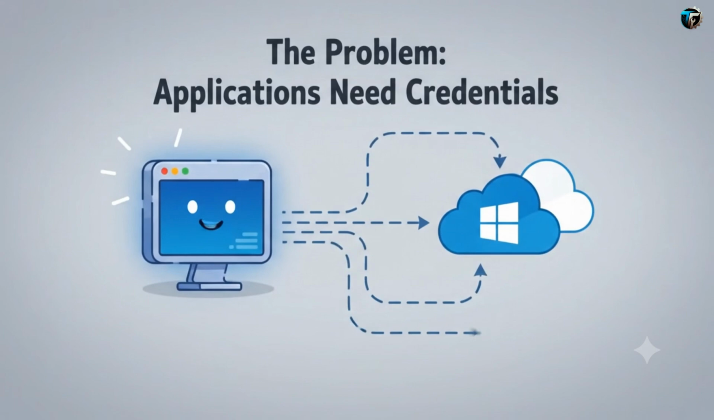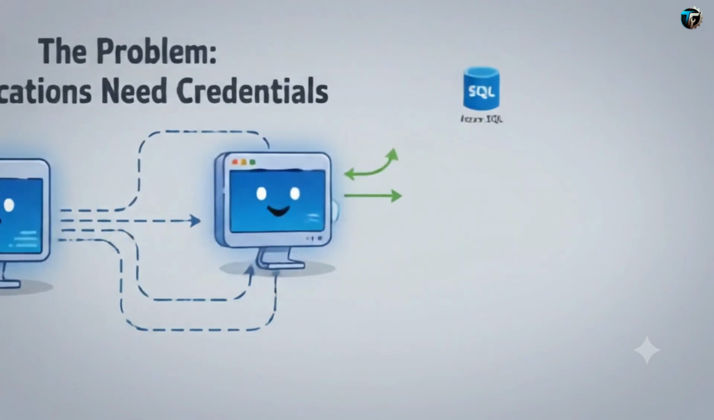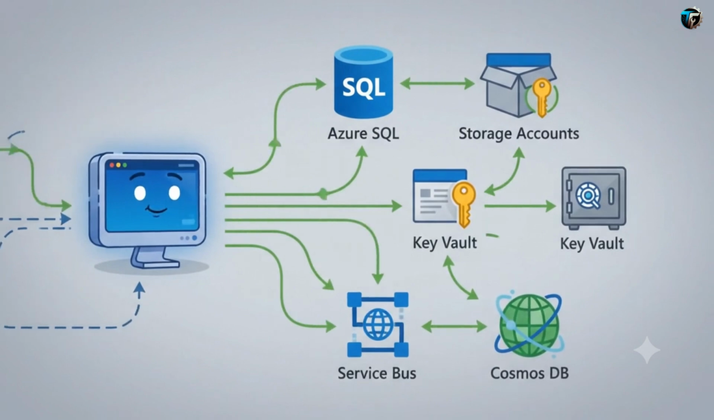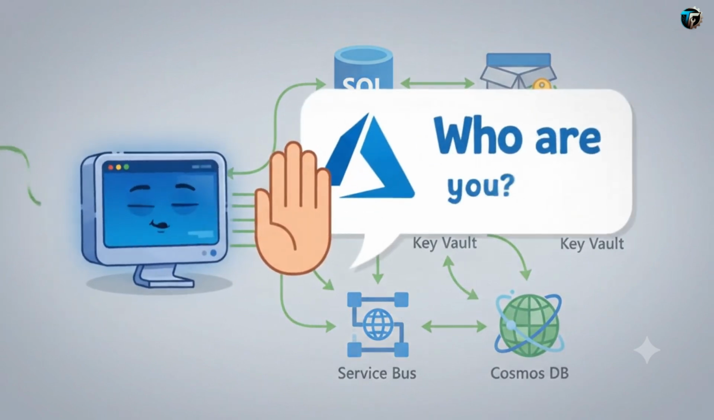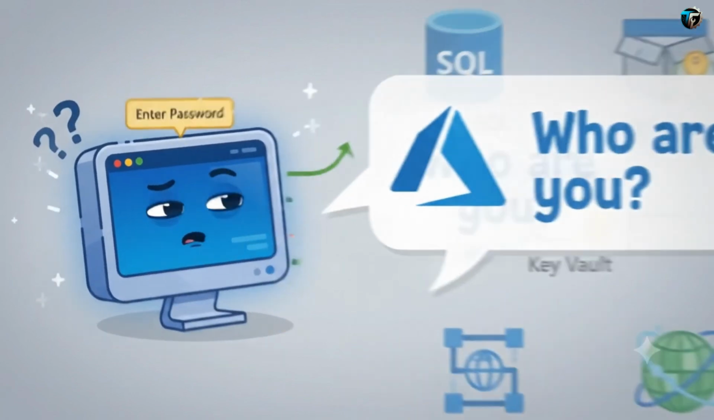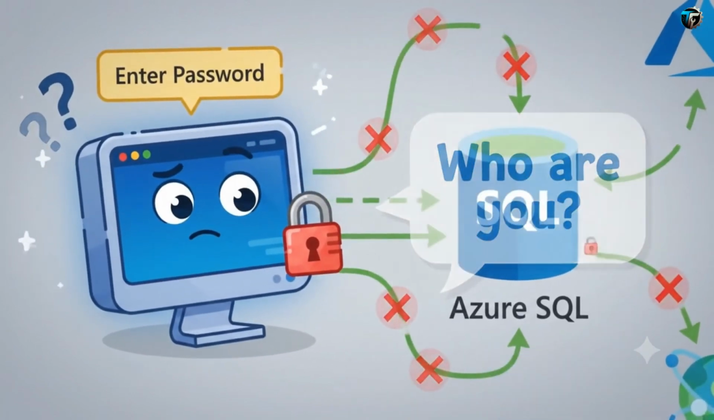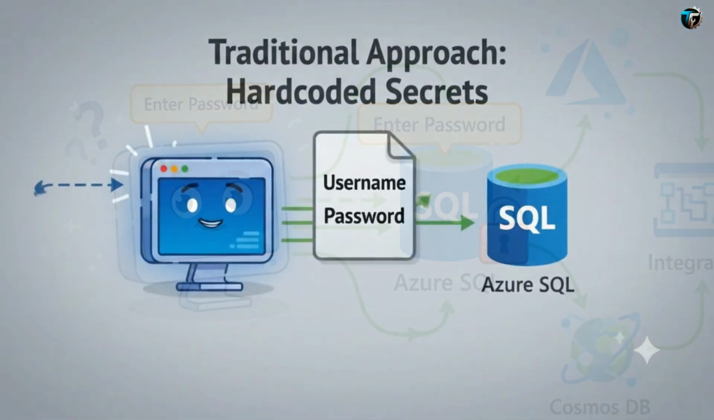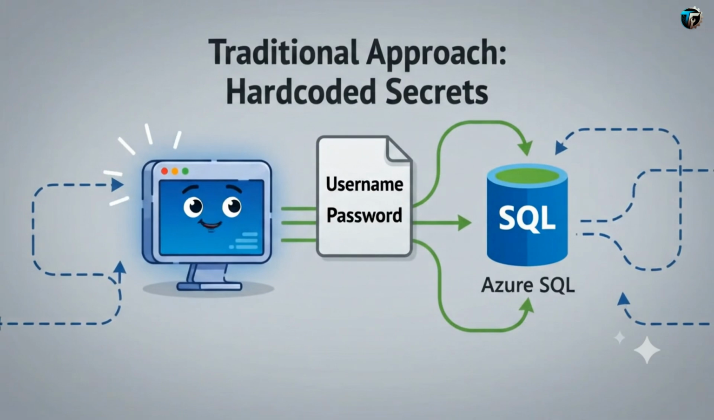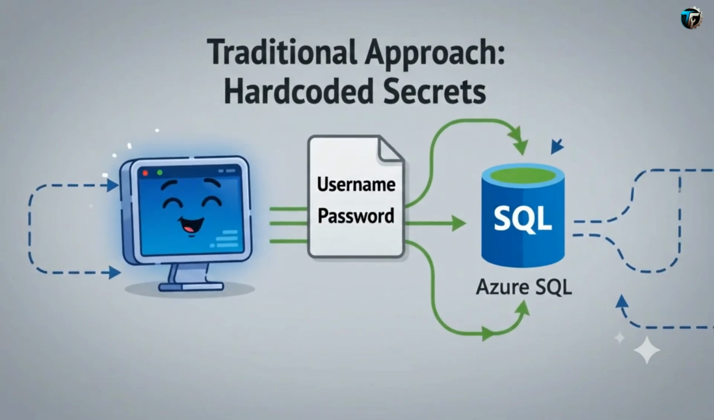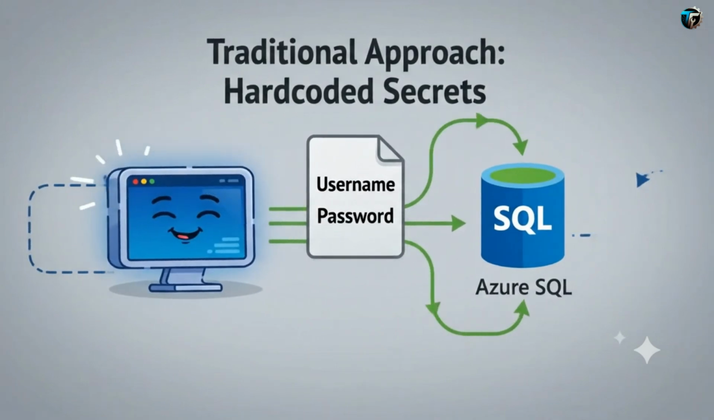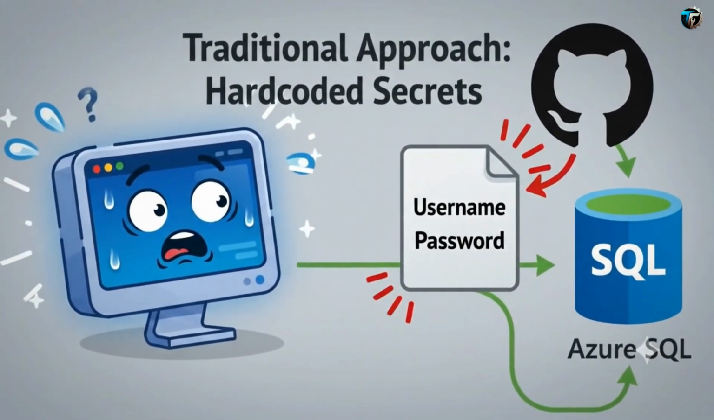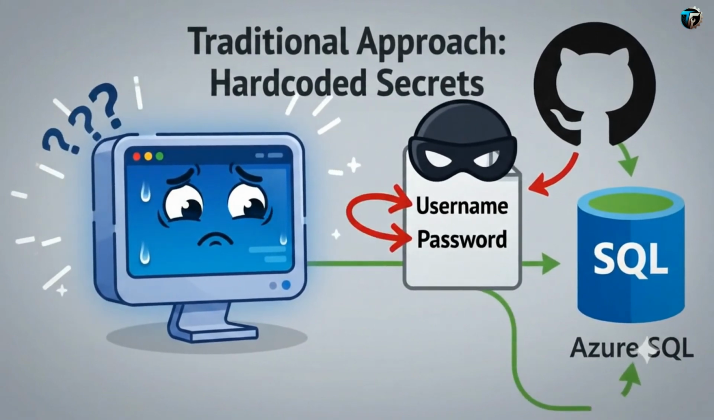Applications constantly connect to Azure services. They need to access Azure SQL, storage accounts, Key Vault, Service Bus, Cosmos DB. But Azure asks one simple question: who are you? Applications also need an identity. Traditionally, developers stored usernames and passwords inside configuration files. This works until someone accidentally uploads the code to GitHub, or someone steals the credentials.